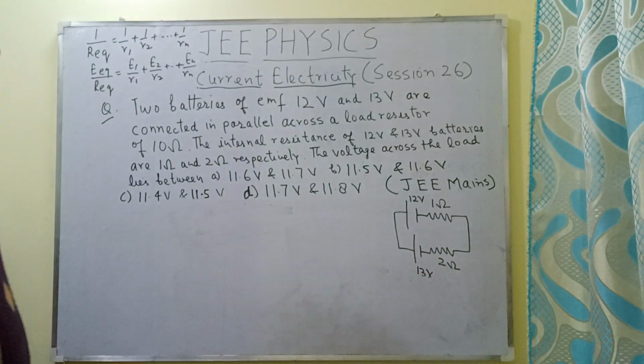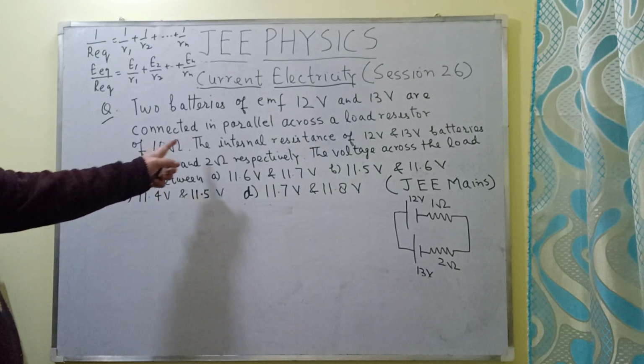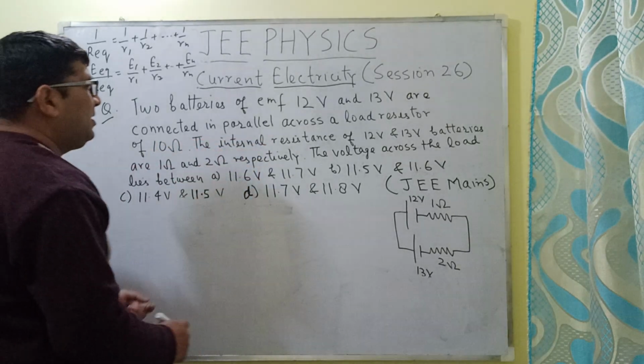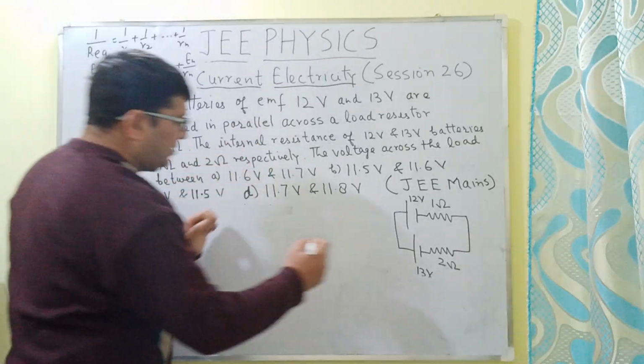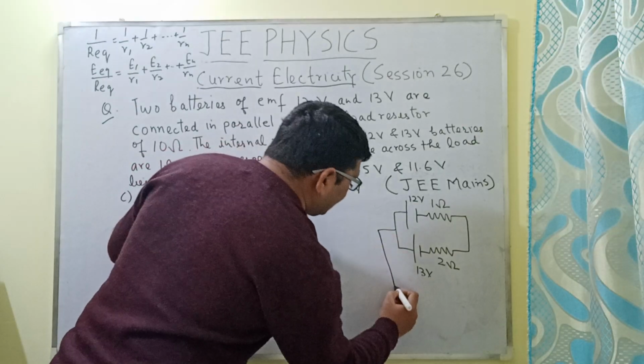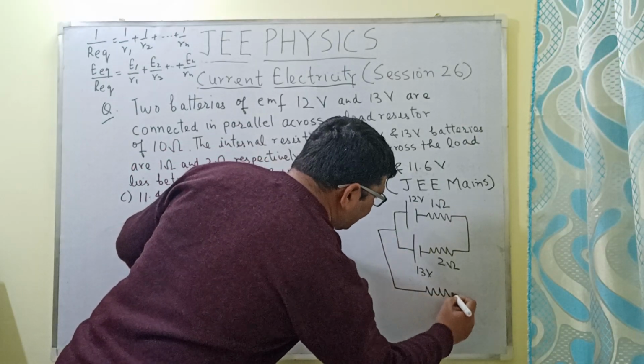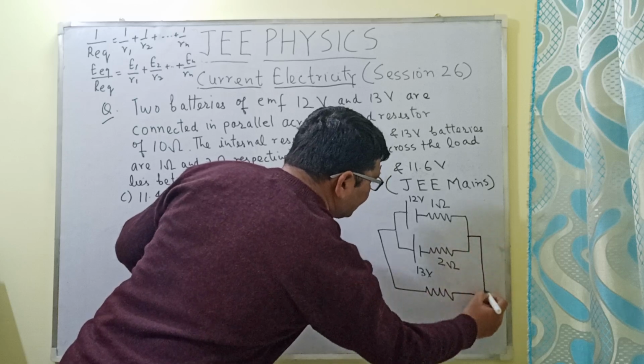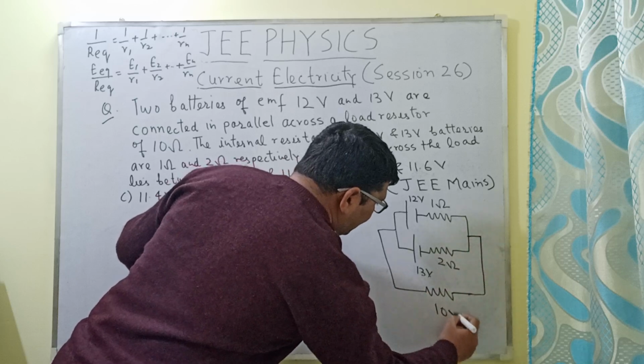Now this is connected in parallel across a resistor of 10 ohms. So here it is connected in parallel across a resistor of 10 ohms. So like this is a 10 ohm resistor.